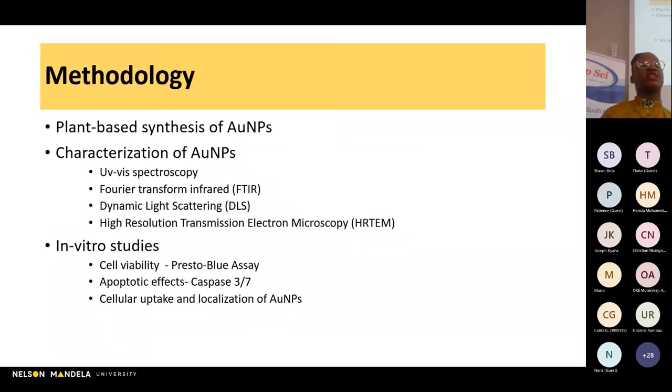So the focus of this study is to investigate the use of plant-based synthesis of gold nanoparticles for colon cancer treatment, right? The first thing that I have done in my study was to synthesize gold nanoparticles using stem bark of a plant. And then the characterization of the gold nanoparticles was done by using UV-Vis, FTIR, DLS, and HRTEM. For the in vitro anti-cancer studies, we did a cell viability study by using PrestoBlue, an apoptotic effect study by using the caspase 3/7 pathway, and a cellular uptake and localization study of the gold nanoparticles by using HRTEM.